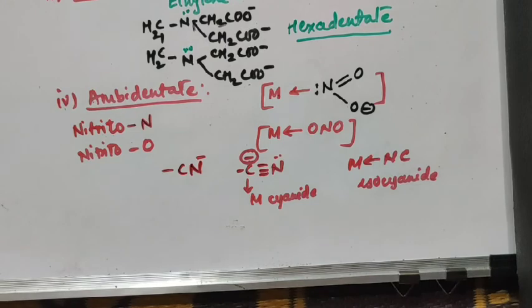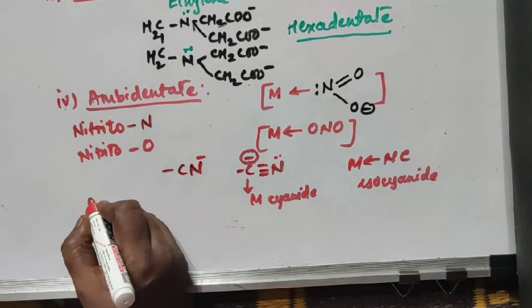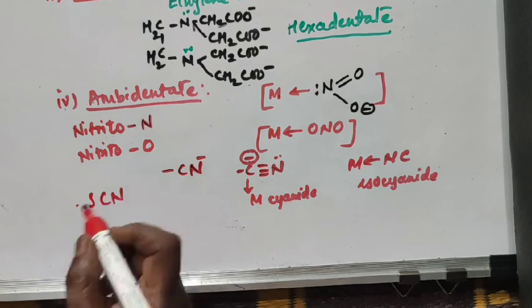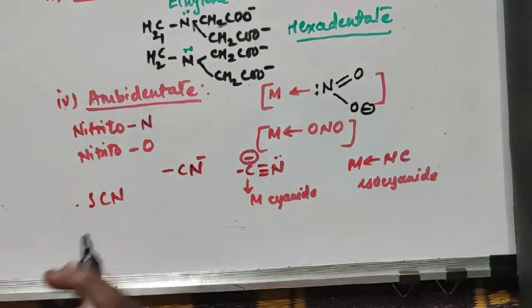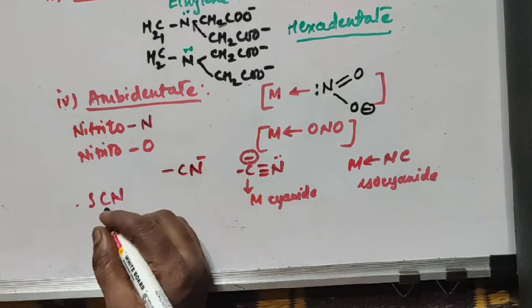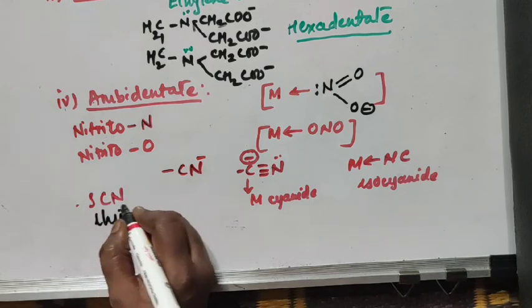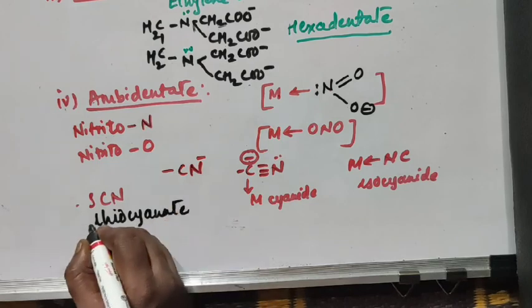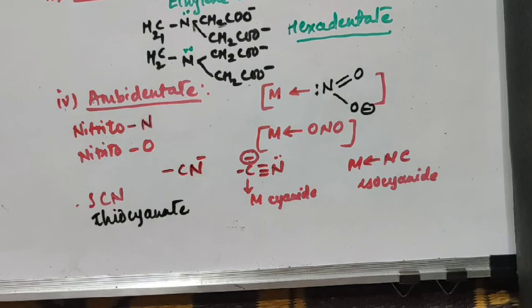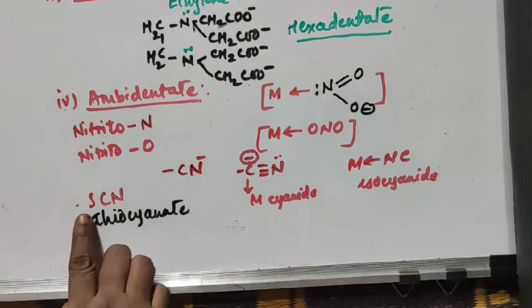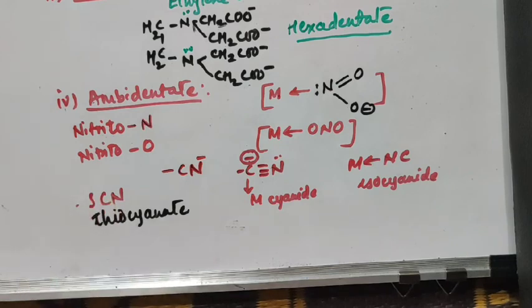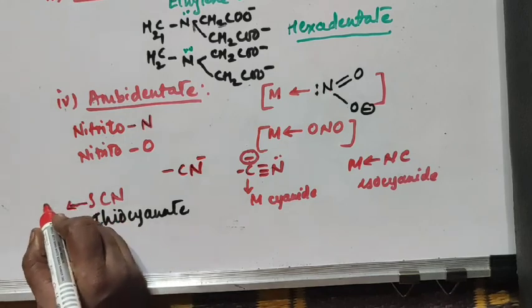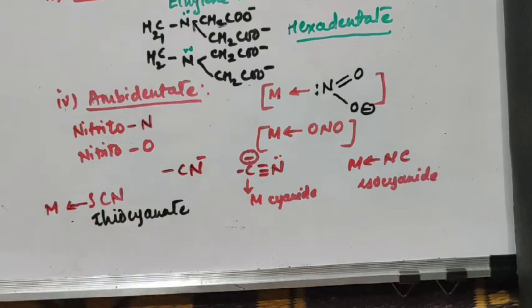One more example is there, and that is of SCN. The name of this compound is thiocyanate. In thiocyanate, nitrogen and sulfur both can donate an electron pair for bond formation here. When sulfur donates the electron pair for bond formation to the central metal atom, I'll show here M-SCN, then in that case it is a thiocyanate.